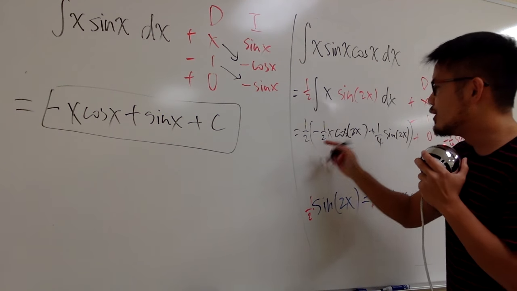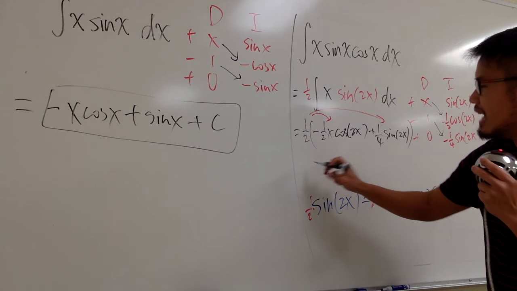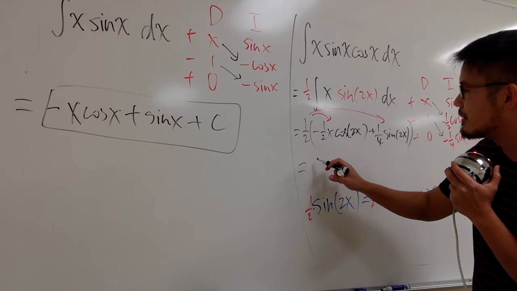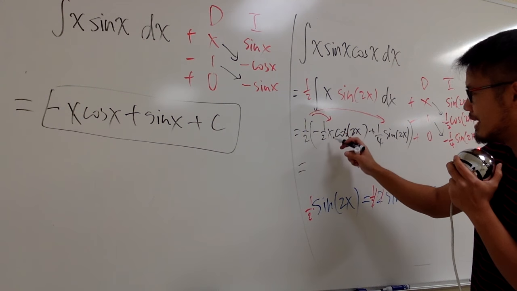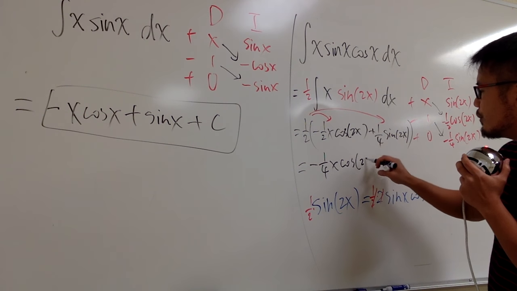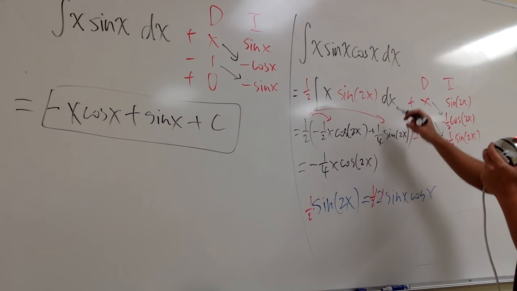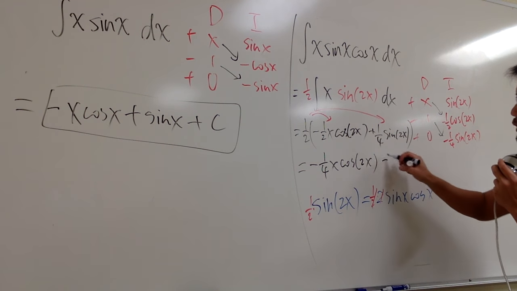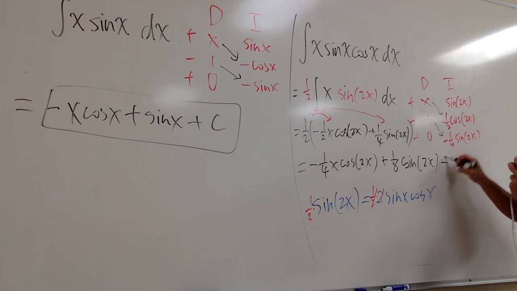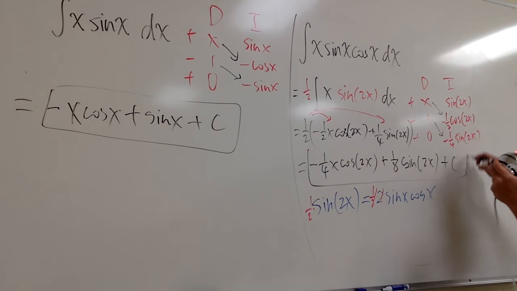Now, distribute the 1/2 inside. And then finally, ladies and gentlemen, this is 1/2 times negative 1/2. Okay, negative 1/4 x times cosine of 2x, and then 1/2 times 1/4. They are both positive, so we have plus 1/8 sine of 2x. And finally, this is it.